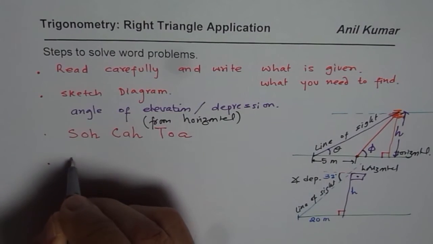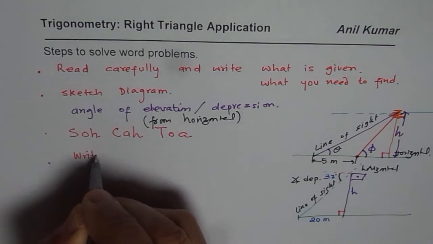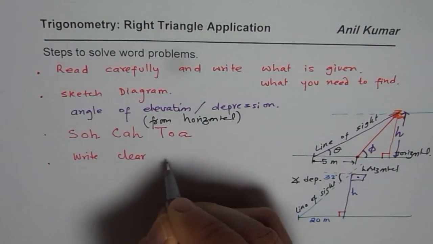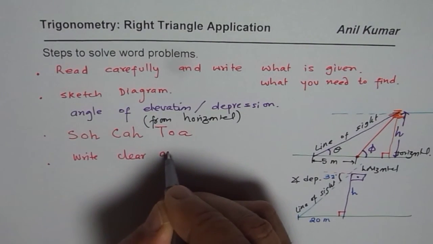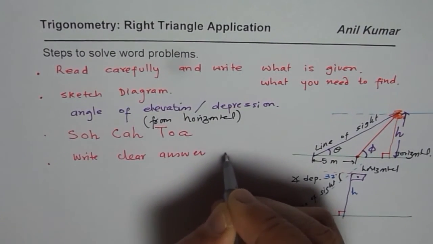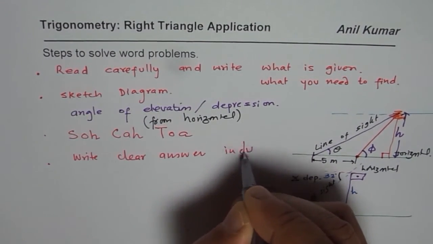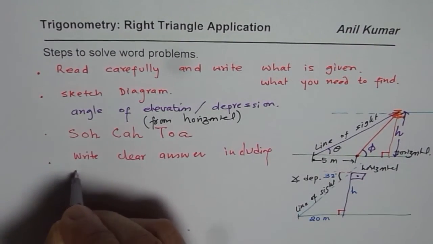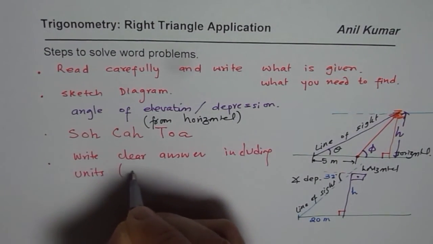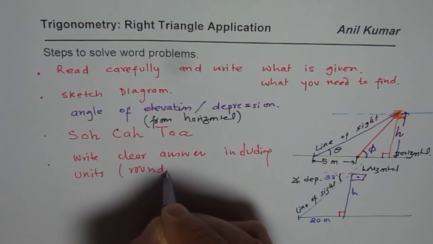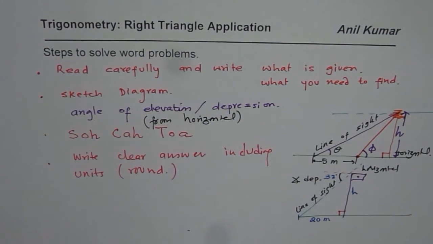And then you need to write a clear answer, including units, okay? You need to round them at times as specified. So that is very important. So these are the steps which you need to follow to solve these questions, right? I hope with this, let's begin solving questions now.